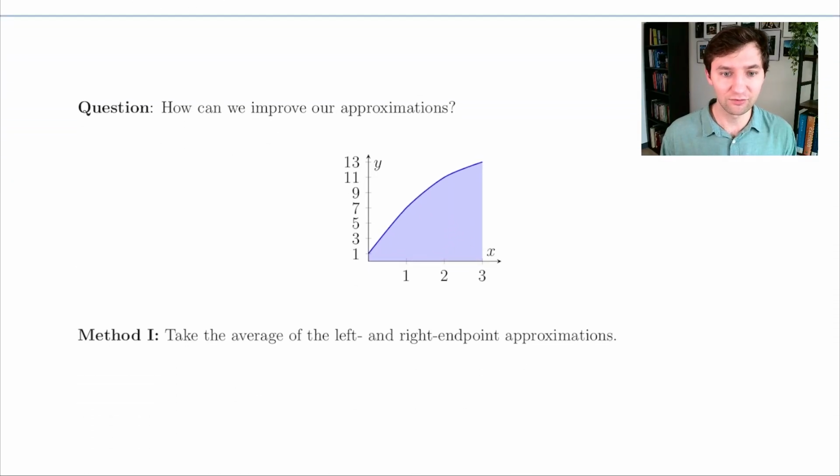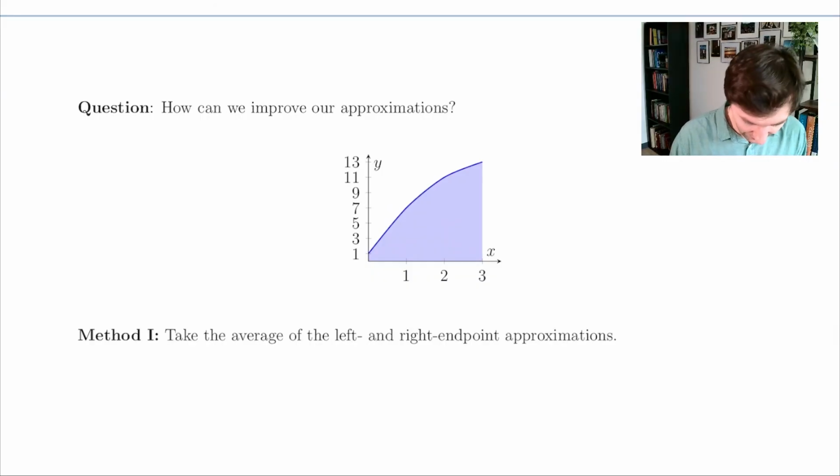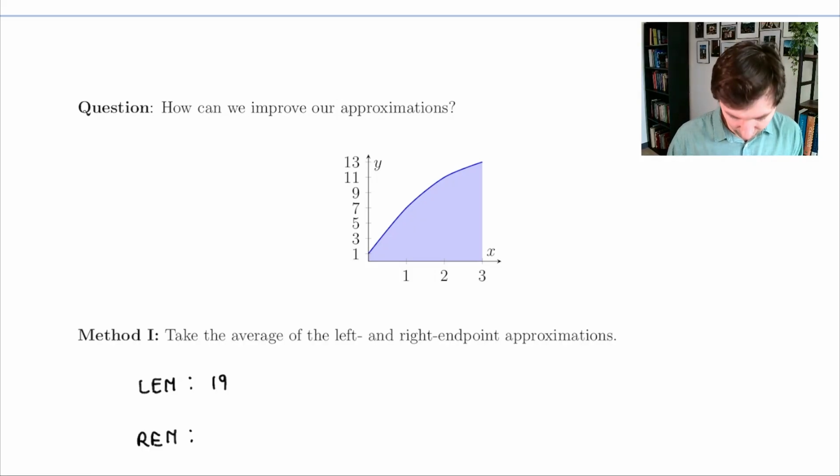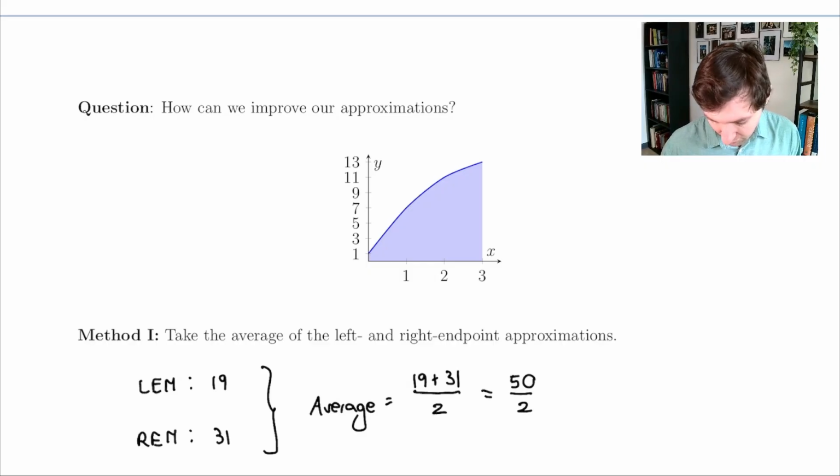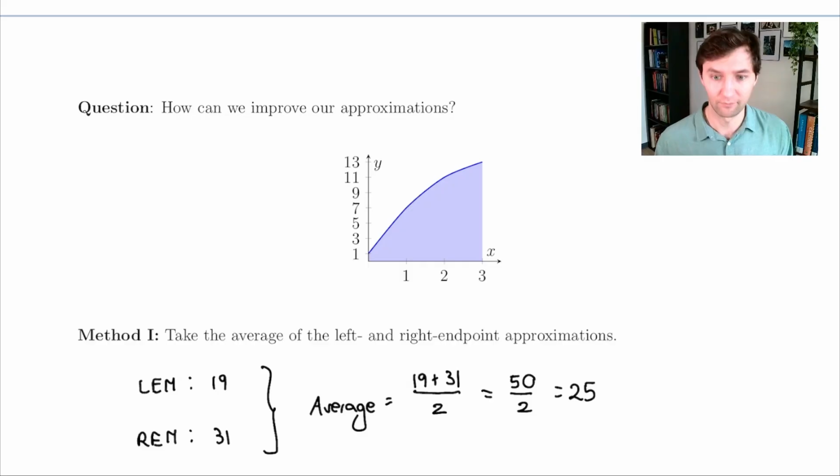One way is to take the average of the left and the right endpoint approximations. The left-endpoint method gave you 19. The right-endpoint method gave you 31. If we take the average of these 2 approximations, we will get 19 plus 31 over 2, which is 50 divided by 2, which is 25. This should be a better approximation.